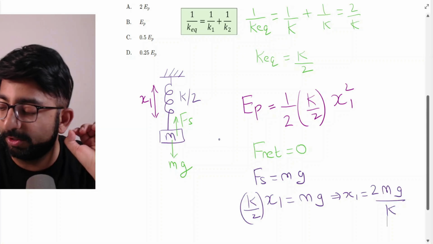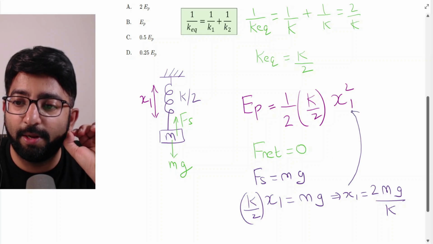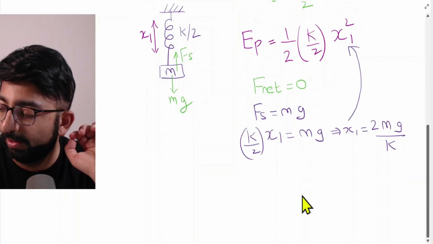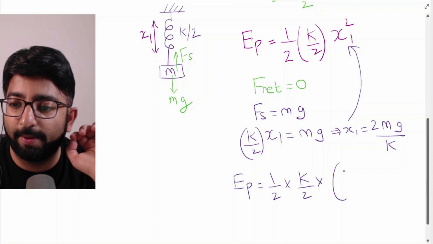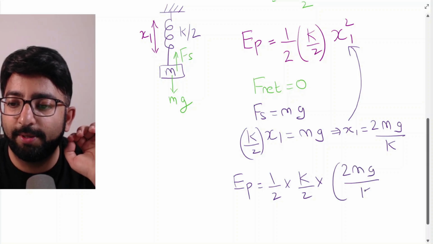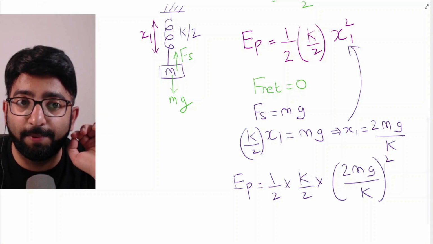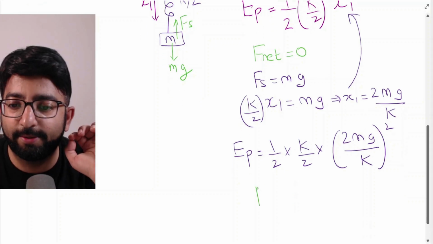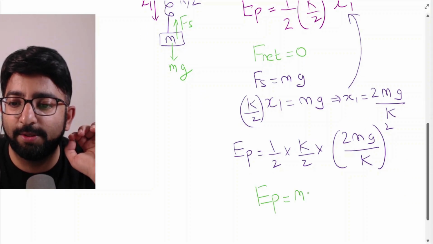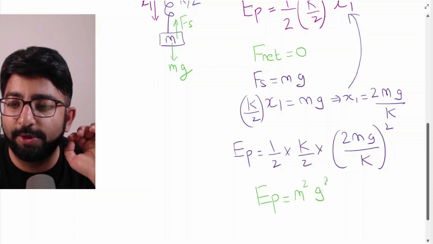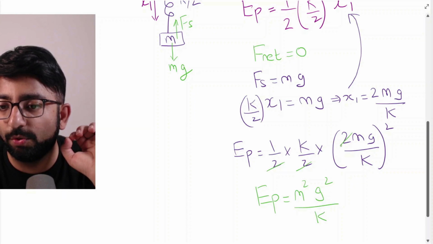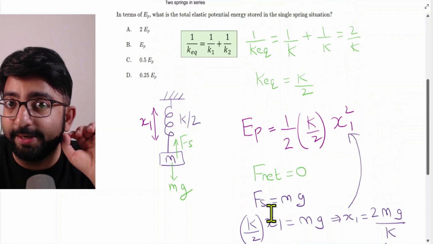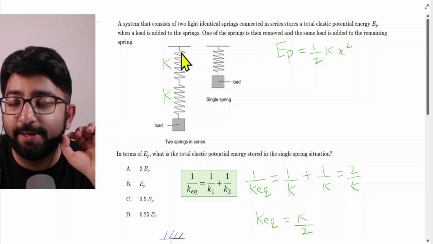And at this stage, let us put the value of x1 in the elastic potential energy expression. So let us write EP will be equal to half multiplied by K by 2 multiplied by 2 mg upon K whole squared. Now, if we simplify this, let's see what do we get. The EP will come out as m square g square divided by k, since the 4 will get cancelled out with this 2 square. So this is the total potential energy stored in the springs in case 1.